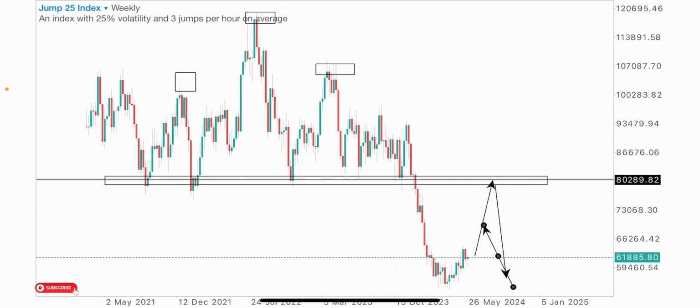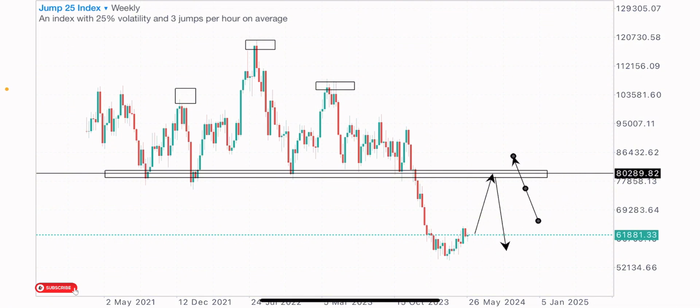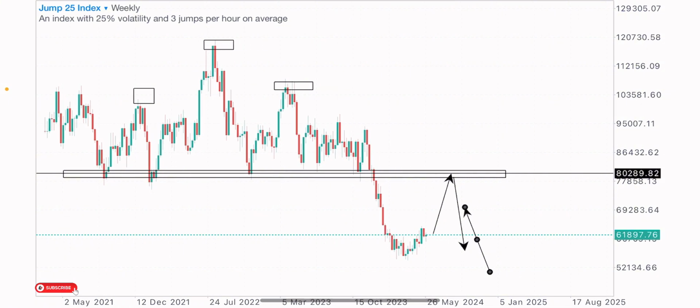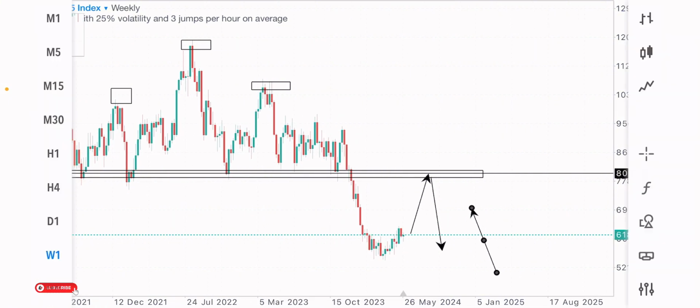So for price to get to this point for the sell continuation, giving a retest of this zone, we have to get the buys, we have to get a bullish move to the upside. The bullish move is expected on Jump 25 index basically in the coming months and weeks, I would say, because this is a weekly time frame chart. Each and every candlestick here takes 1 week to form.